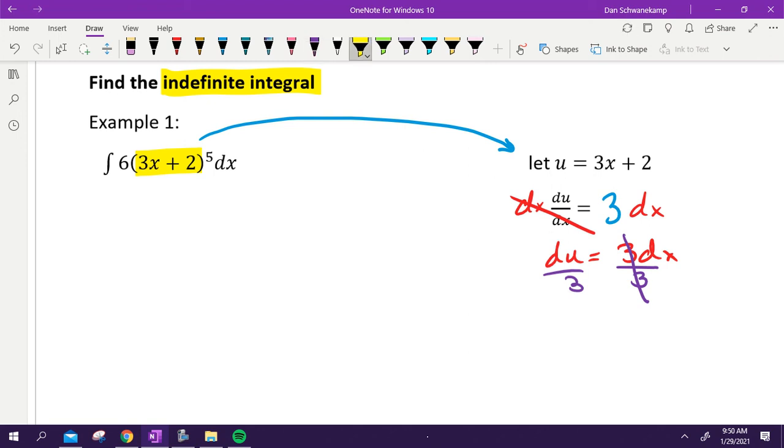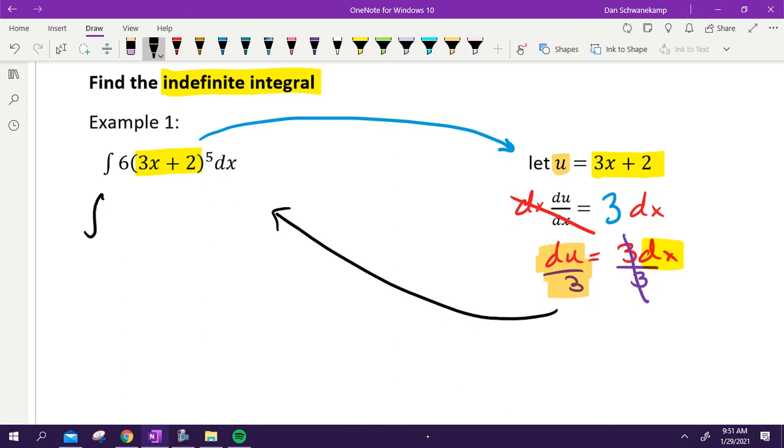So now we've got 2 substitutions we're going to make. For 3x plus 2, we are going to plug in the letter u. For dx, we are going to substitute in du over 3. It's 2 different substitutions we're about to make. Okay, so we find this stuff, and then we sub in.